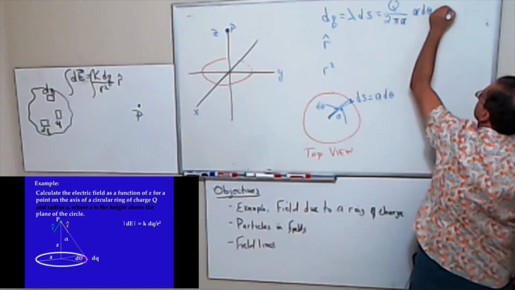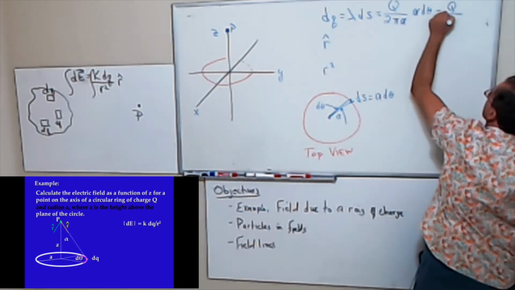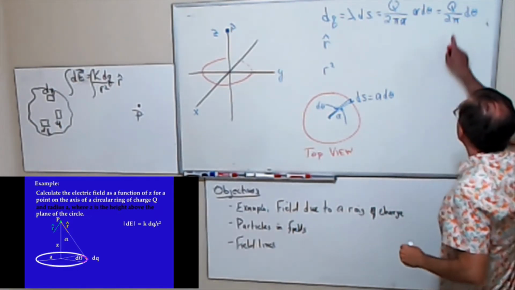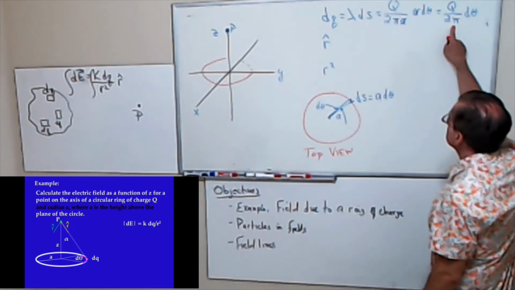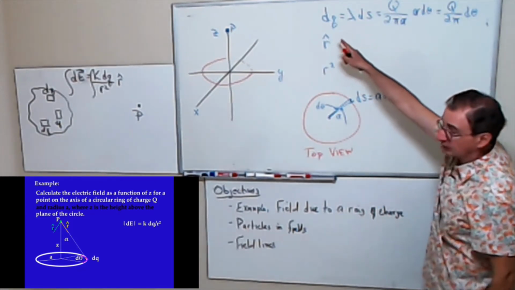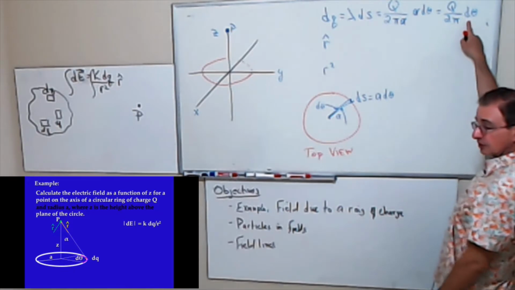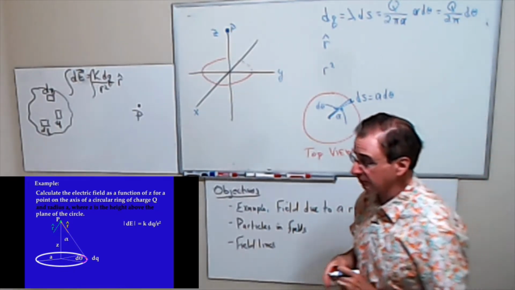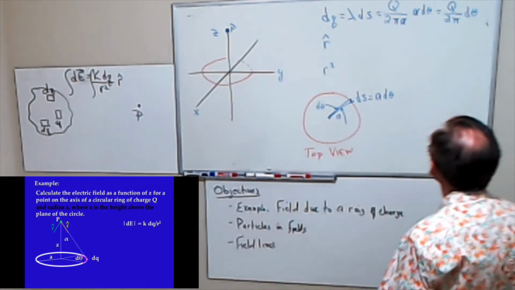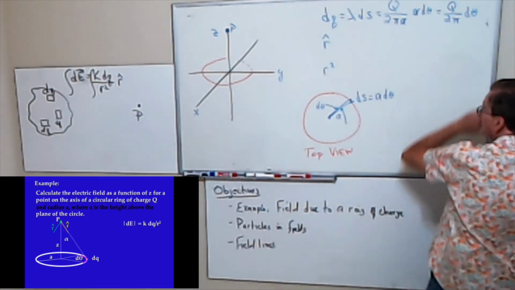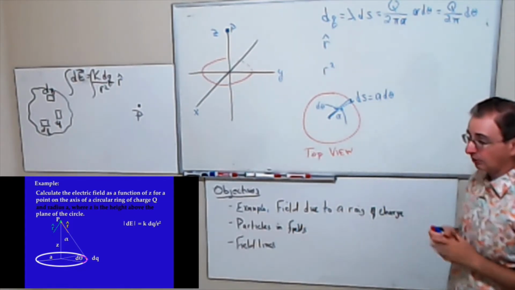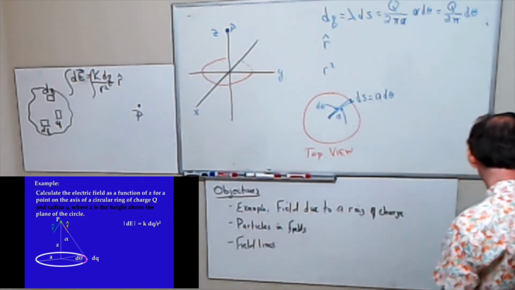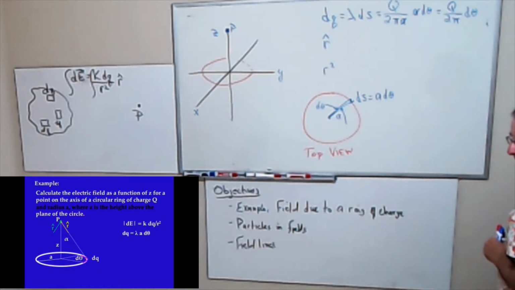These cancel and you get... and I hope you see that this expression for dq makes sense, because if I integrate my dq from 0 to 2 pi, this 2 pi cancels, and I get the total charge q. So I'm done with that part already. So I already know what my dq is. Okay?